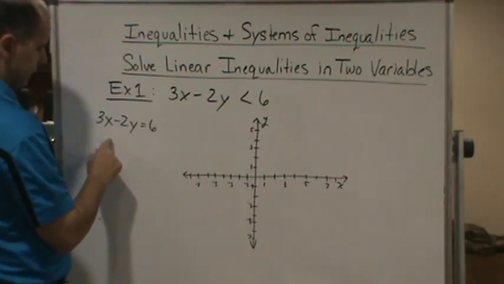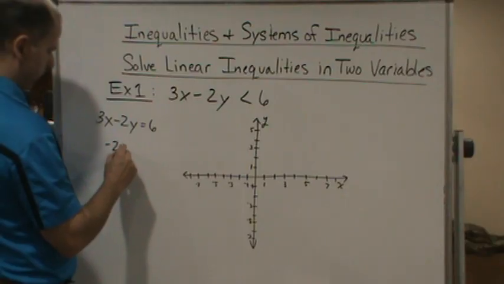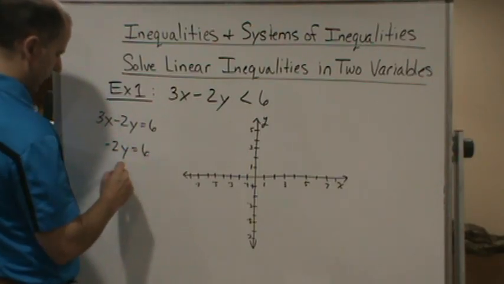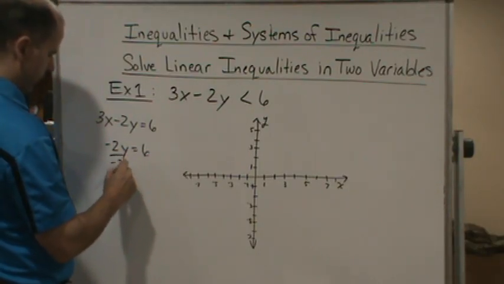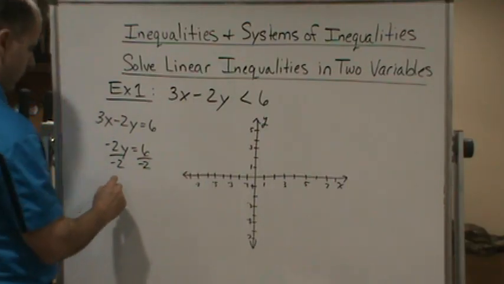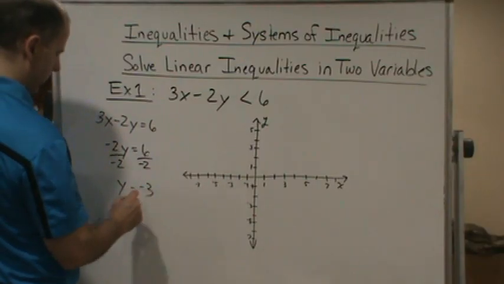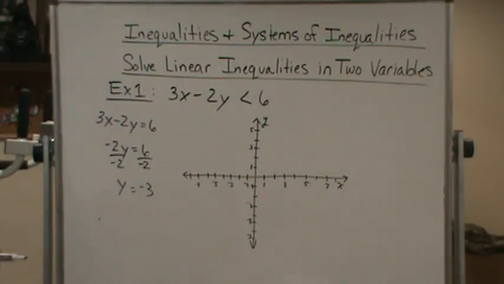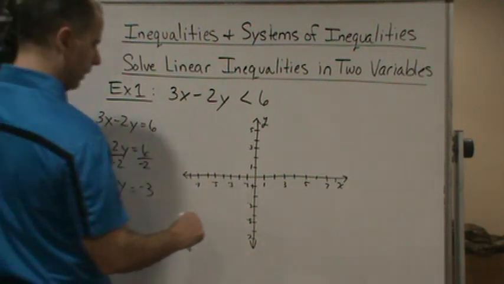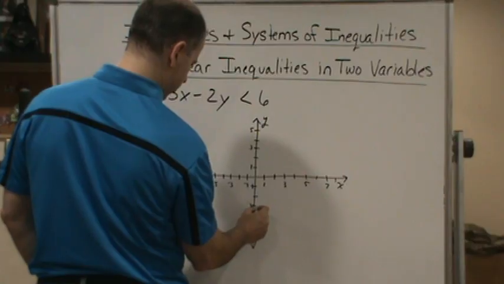So when x is 0, what do we get? Okay, when x is 0, we get negative 2y is equal to 6. We divide both sides by negative 2, and we get y is equal to negative 3. So one of the points is going to be 0, comma, negative 3. So 0, negative 3 is right here.